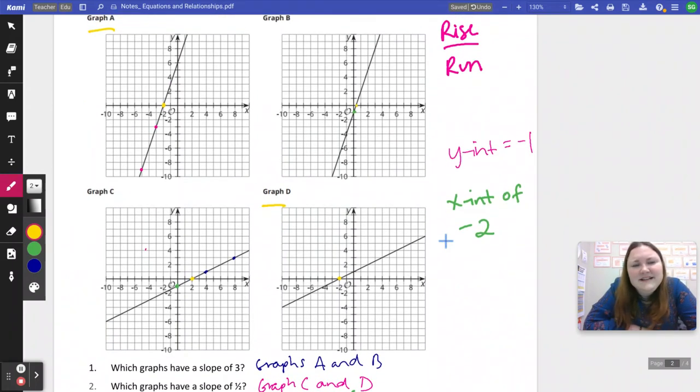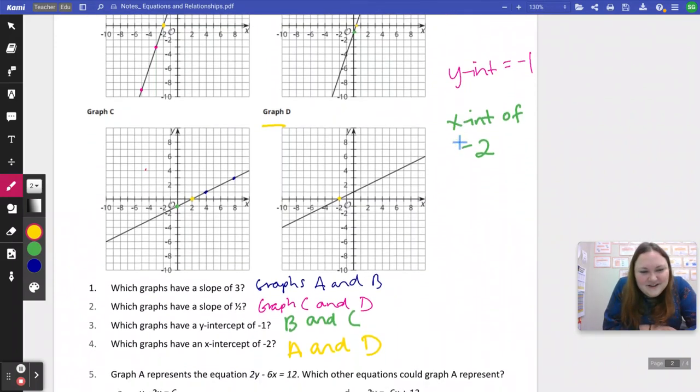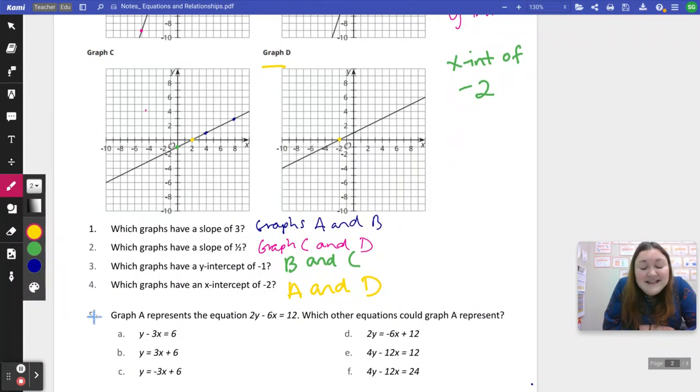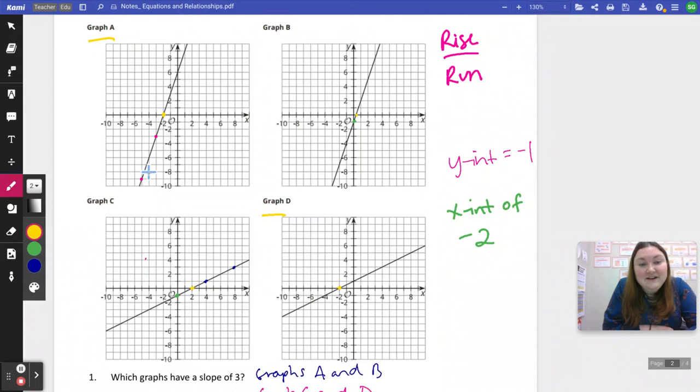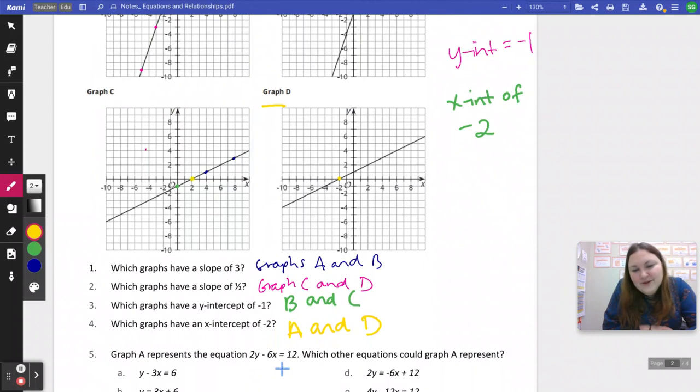The purpose of this activity here was to practice, again, using that vocabulary, x-intercept, y-intercept, slope, and also to practice identifying those from a graph, especially slope, right? It's a good reminder of that rise over run formula we had. Now, there's still more questions using these graphs here. So if I jump down to number 5, they tell us graph A represents the equation 2y minus 6x equals 12. So if I'm looking at graph A up here, they're giving me the equation for that line. The question is, which other equations could graph A represent? This is one way the equation could look, but there are other ways that equation could look.